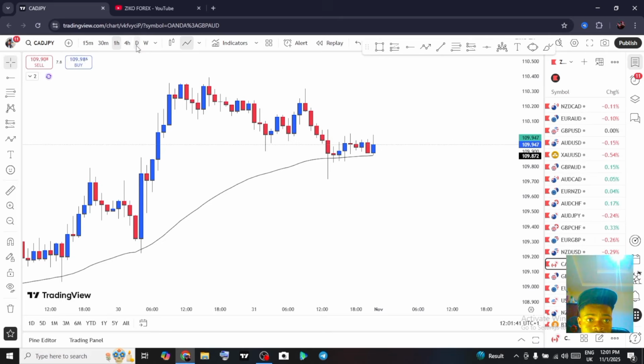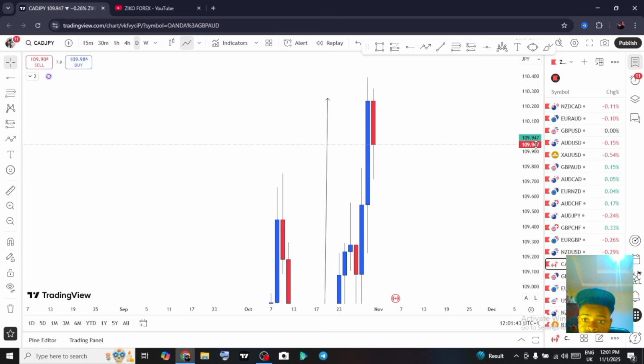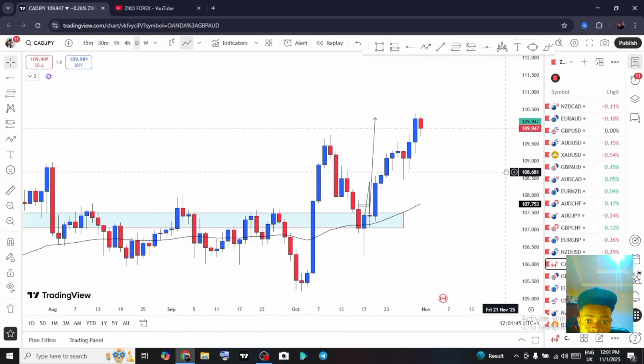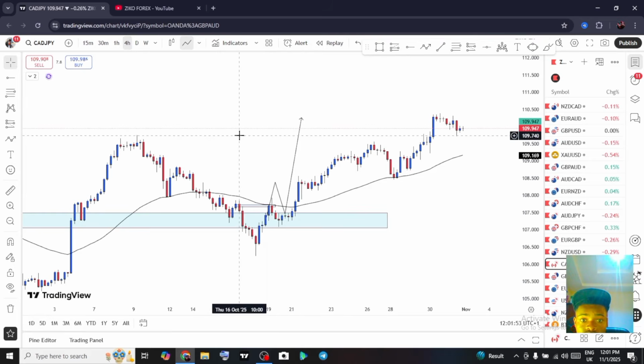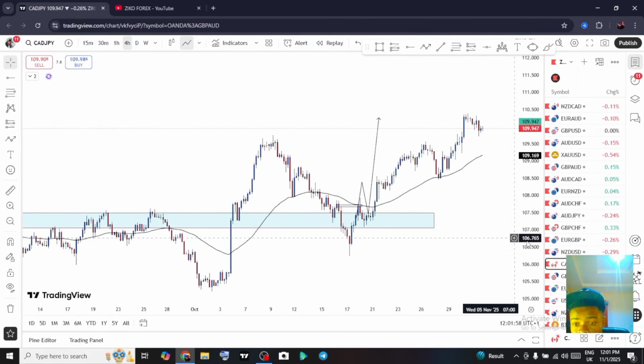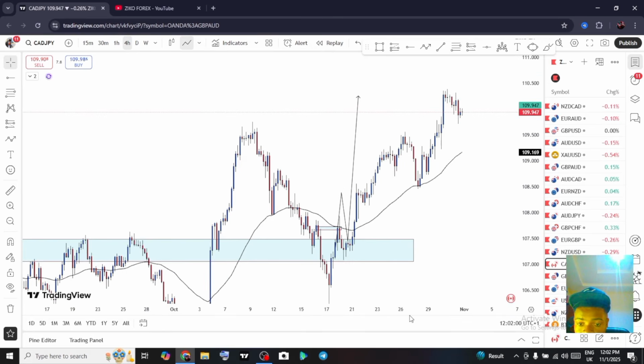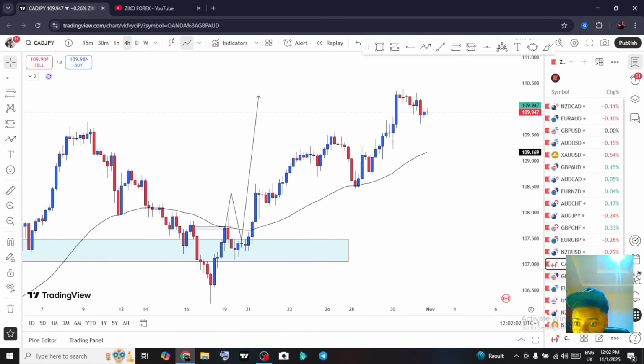CAD JPY next pair. Let's see how the daily looks. Daily is bullish, but it's at the highest high. Right? I don't think there's any other price action that will even give me an area of interest to buy or sell. So this right here, the market is gone.